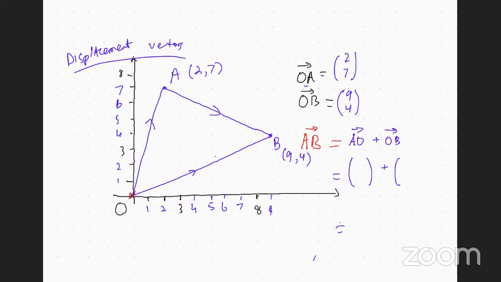No, you see why you're getting problems, Imran? You're forgetting the basic things. A to O is where you change the signs. So instead of 2, 7 it is -2, -7. And we know what OB is already. OB is 9, 4. So tell me what is the answer now, Imran?